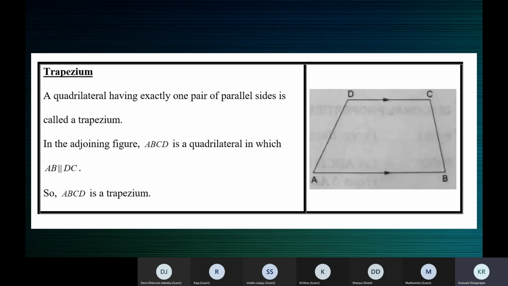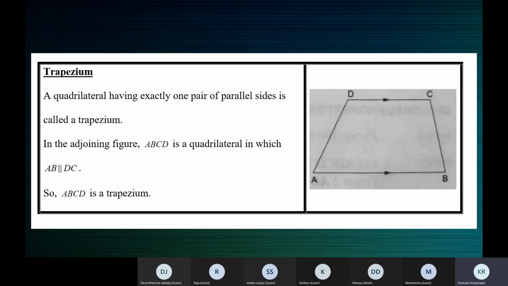So in this figure, which are the parallel sides? AB and DC, ma'am. AB is parallel to DC. Which are the sides that are not parallel? AD and CB, ma'am. AD and BC, they are not parallel. So how can we call this a parallelogram? Only one pair of opposite sides is parallel. So this is a trapezium, not a parallelogram.